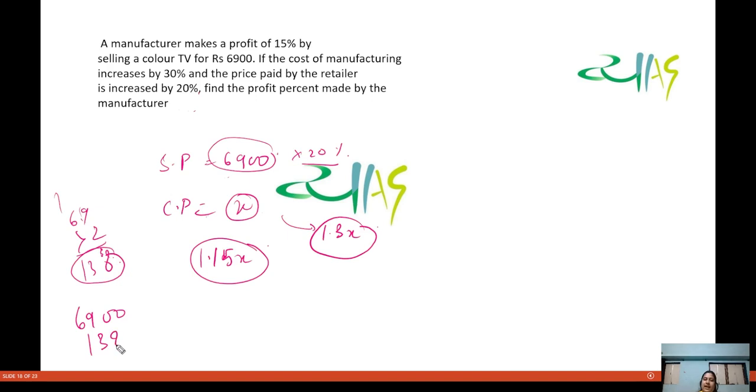6900 plus 1380, because the 0 will come when you do the actual calculation. So the selling price now becomes 8280. What is the cost price? 1.3x. Find the profit percent made by the manufacturer.